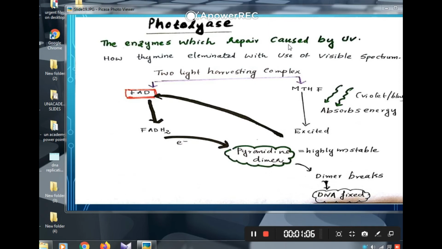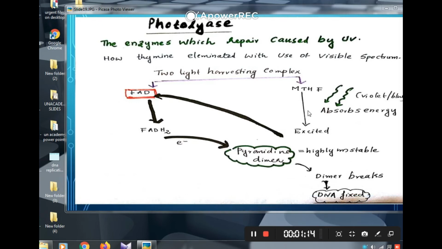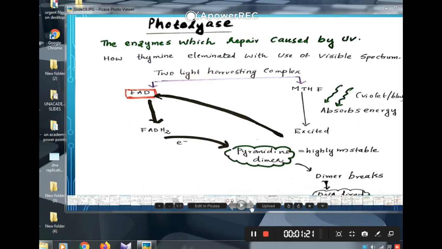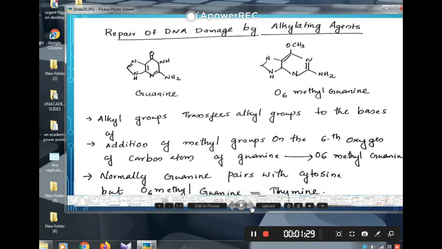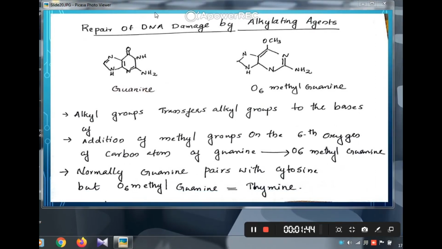That's all about the photoreactivation method. The DNA becomes fixed due to the breaking of the dimer, and the dimer formation is removed. Then how does DNA repair take place in the case of damage caused by alkylating agents? That's also discussed here.